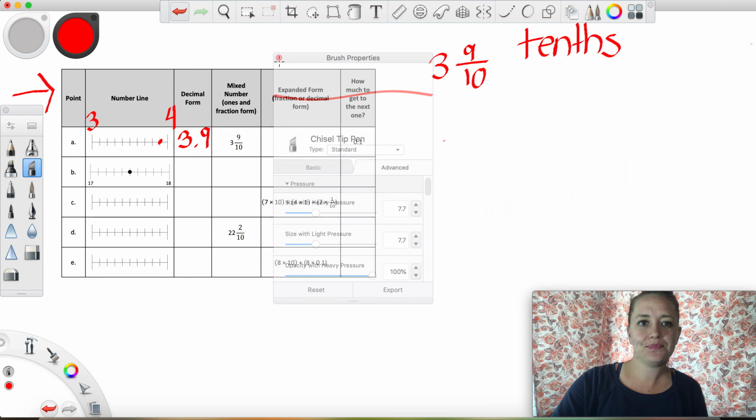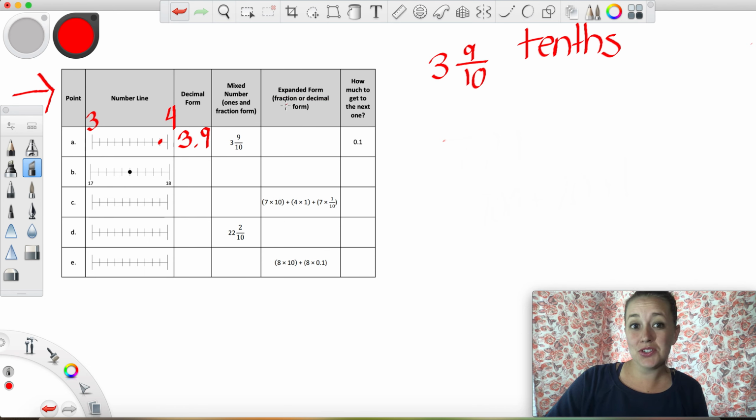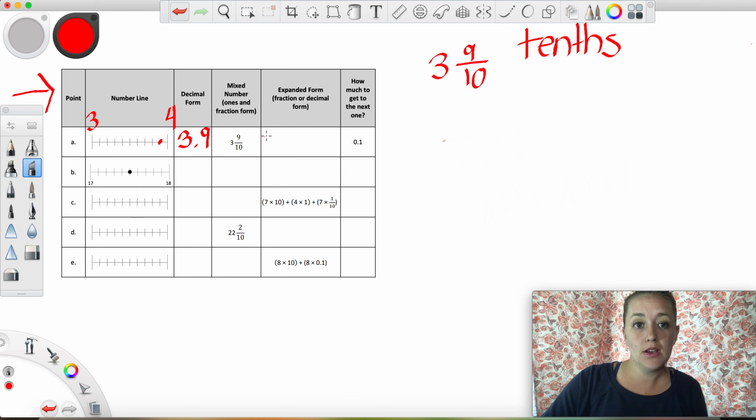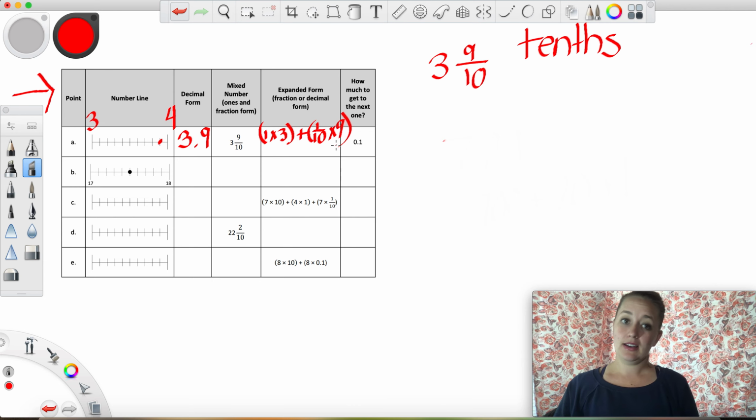Okay, we're good. I could write it as a fraction or a decimal, whichever one works for you. I showed you both. This is decimal, this is fraction. So it was 1 times 3 to get my 3 wholes, plus, I'll keep it with my fraction, 1/10 times 9. And that got me 3 and 9/10.